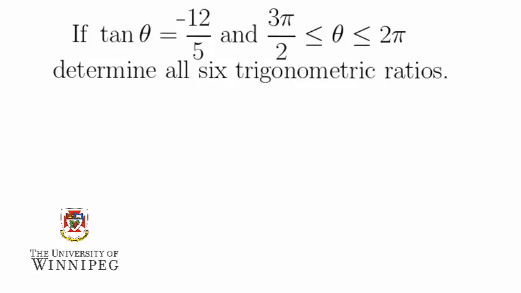In this example, we're going to determine all 6 trigonometric ratios if tan of theta is negative 12 over 5 and theta is between 3 pi over 2 and 2 pi.